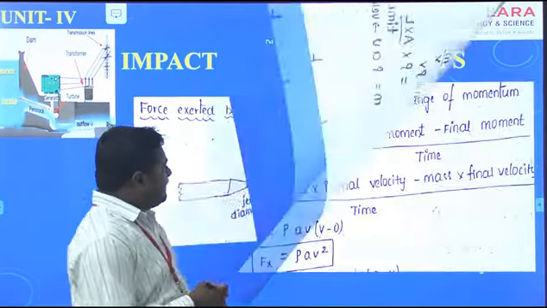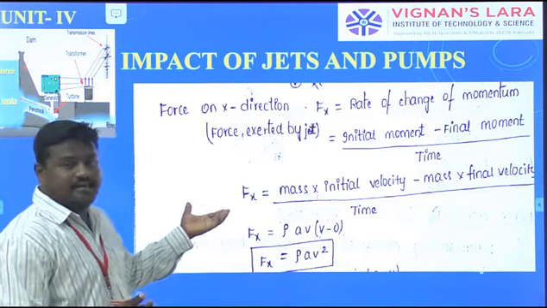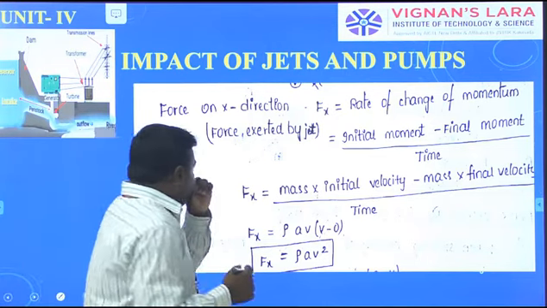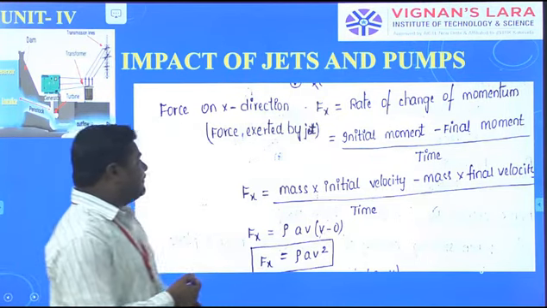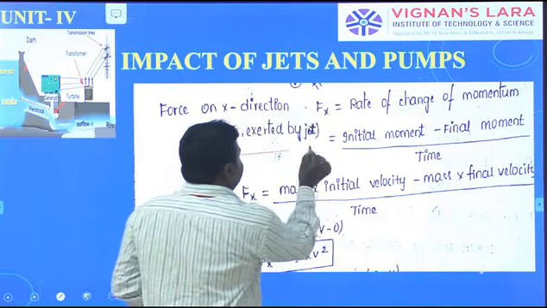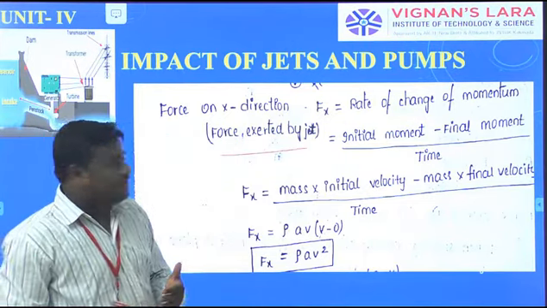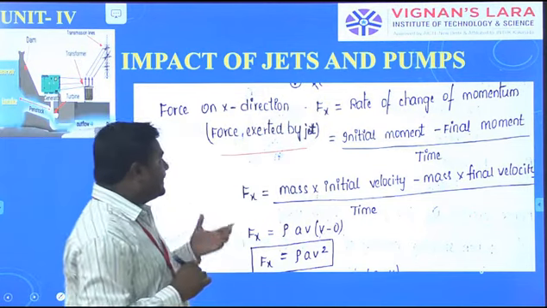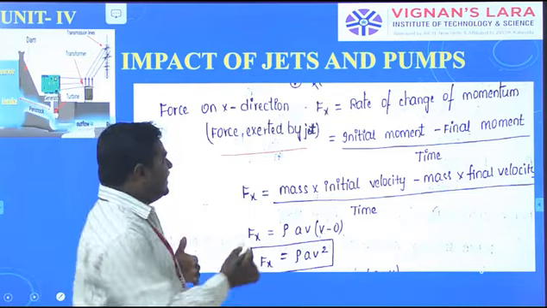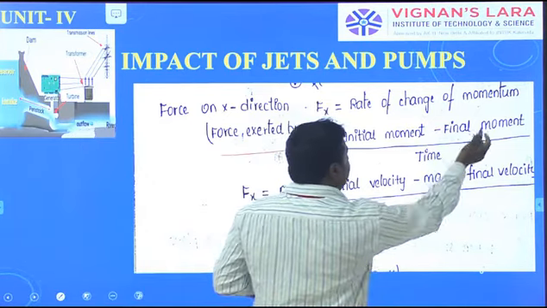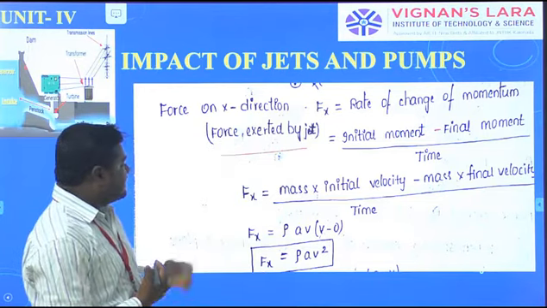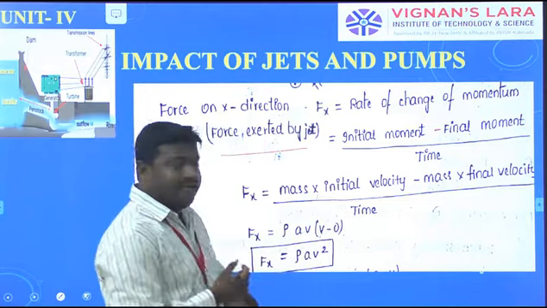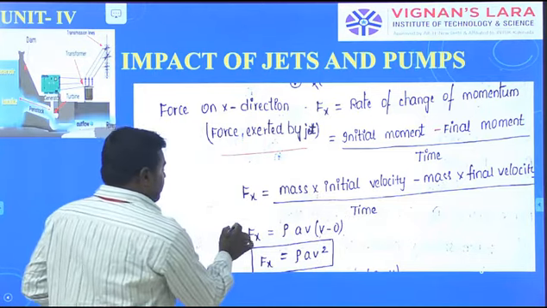Okay, then coming to the force in the x direction. X direction means Fx, that is the rate of change of momentum. So that is the force exerted by a jet. The jet is nothing but the flow of water at a speed. Then, initial momentum minus final momentum by time. Then Fx equals mass into initial velocity minus mass into final velocity by time. This is the formula for Fx.